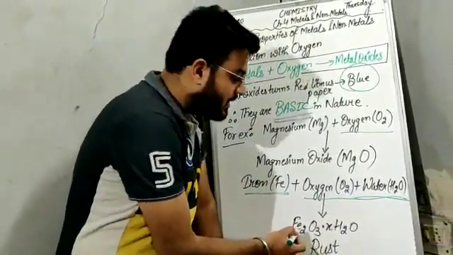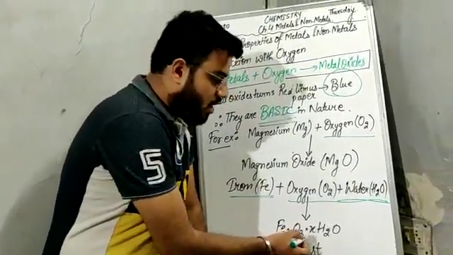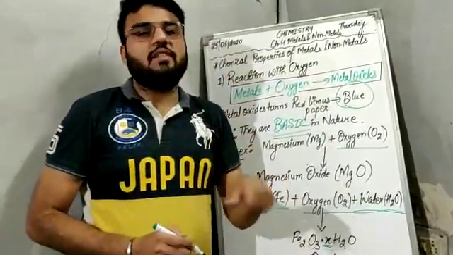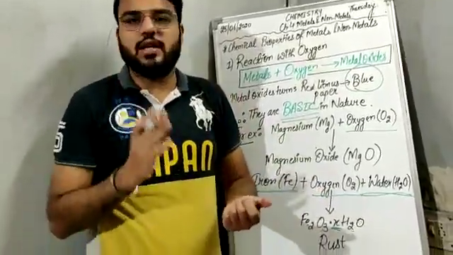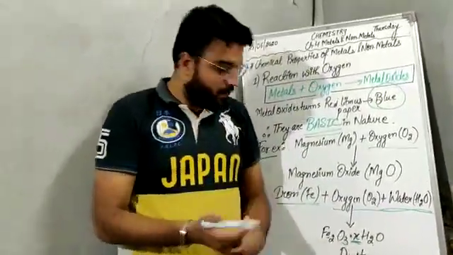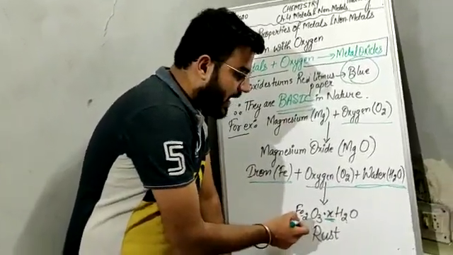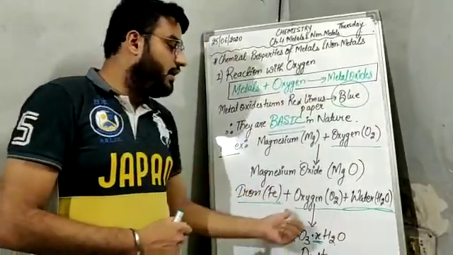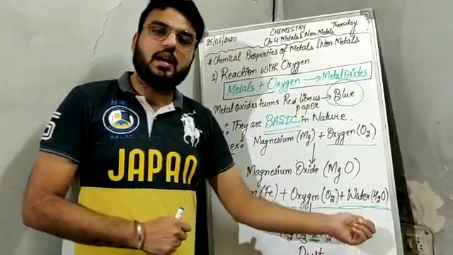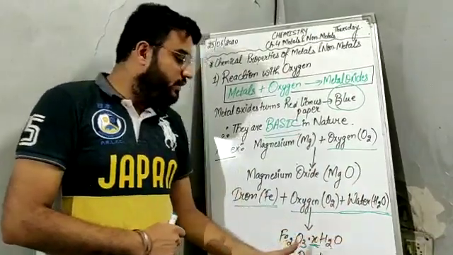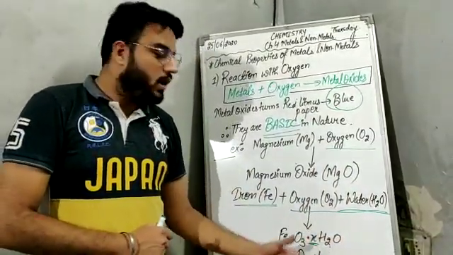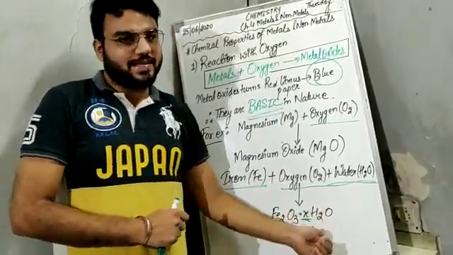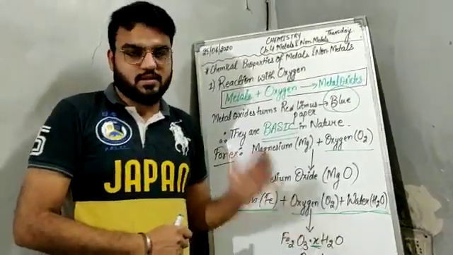The formula of rust is Fe2O3·XH2O. X means the number of water molecules is variable depending on the moisture content in the atmosphere. So the formula of rust is Fe2O3·XH2O. Got it? So when iron reacts with oxygen and water vapors in the environment, it forms iron oxide, or the combined formula with water, that is Fe2O3·XH2O, which is known as rust.